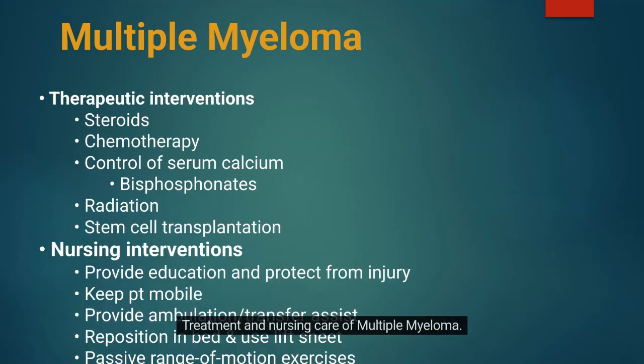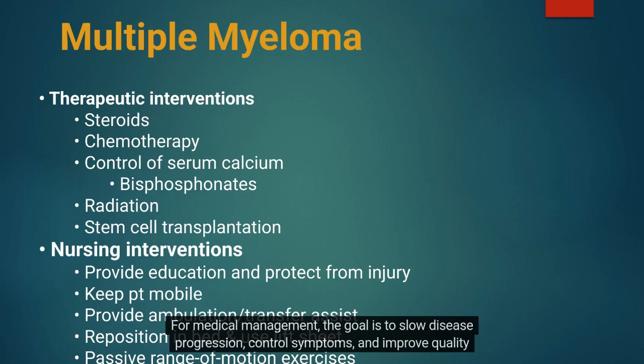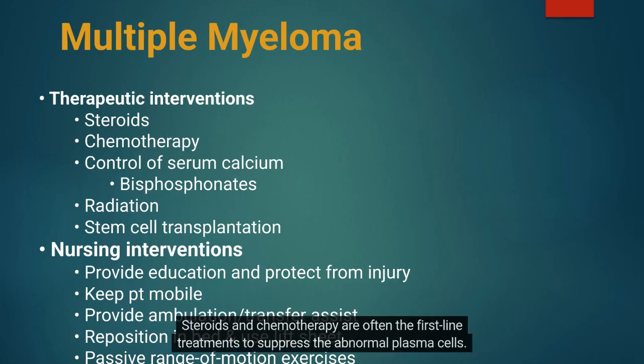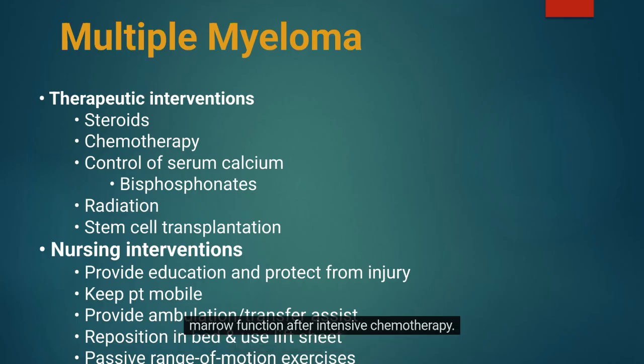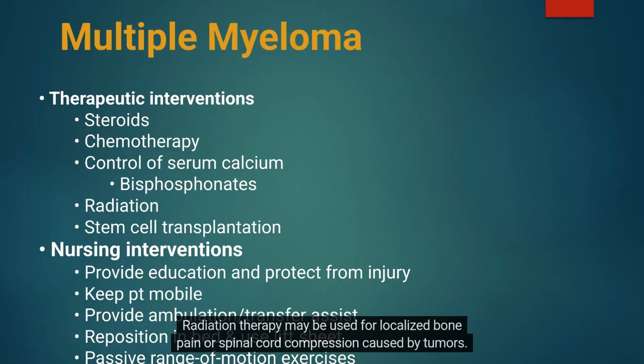Treatment and nursing care of multiple myeloma. For medical management, the goal is to slow disease progression, control symptoms, and improve quality of life. Steroids and chemotherapy are often the first-line treatments to suppress the abnormal plasma cells. Stem cell transplantation may be considered for eligible patients as it can help restore normal bone marrow function after intensive chemotherapy. Radiation therapy may be used for localized bone pain or spinal cord compression caused by tumors.